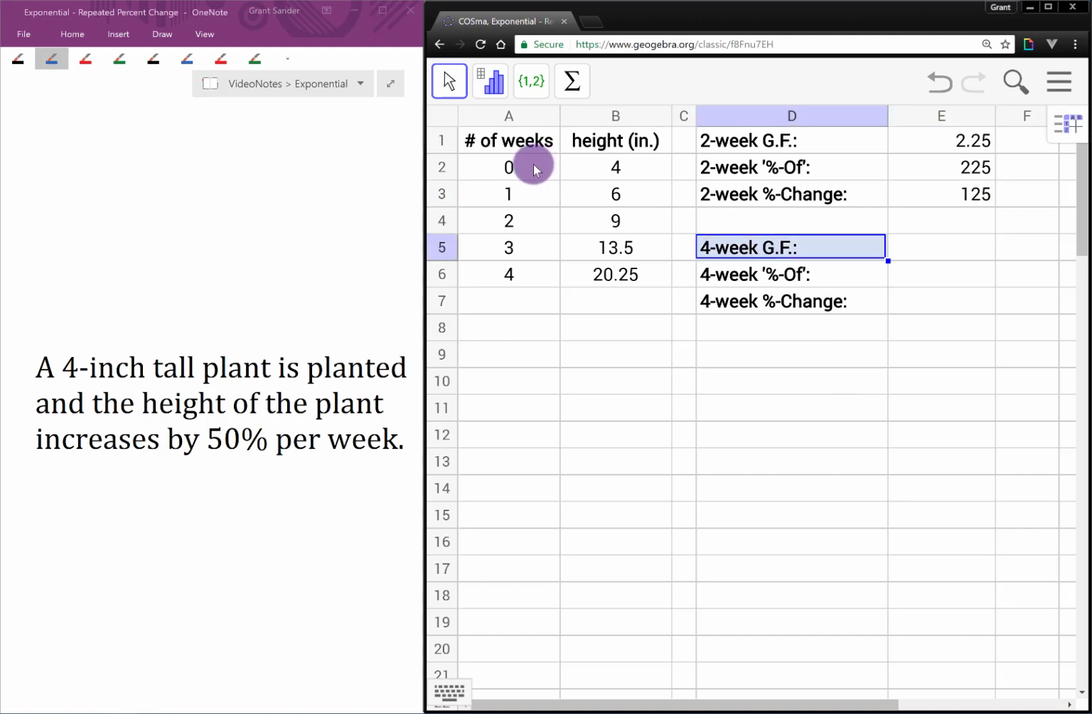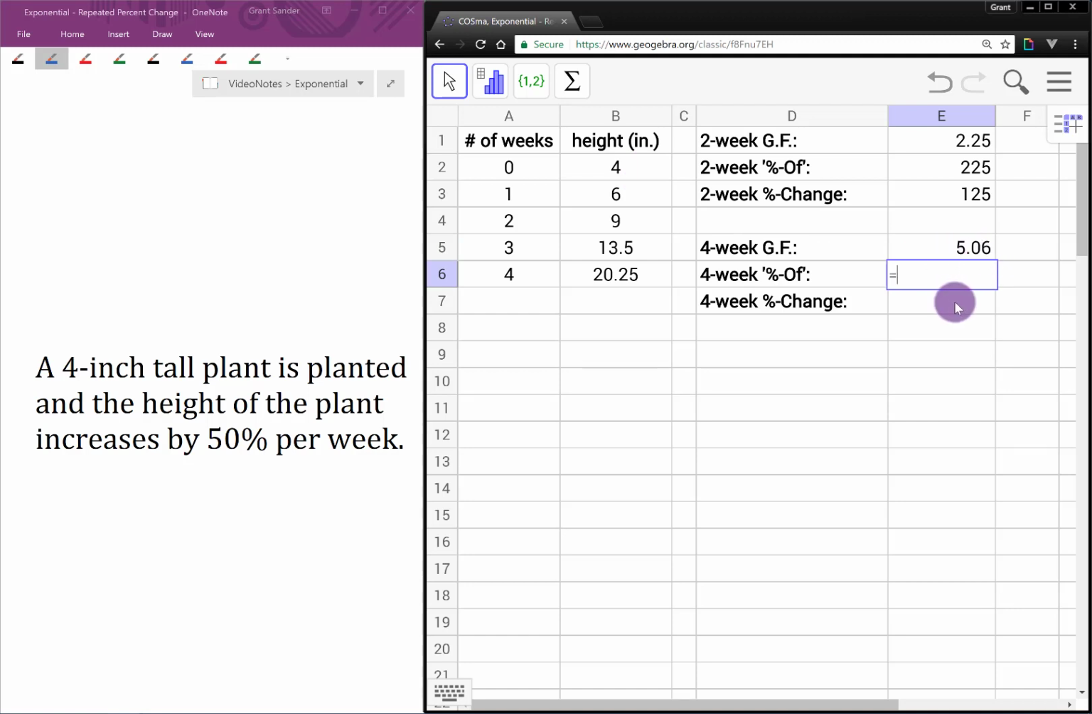We could do a similar thing for the 4 week growth factor. So if the number of weeks increases from 0 to 4, then the height varies from 4 to 20.25, and that 4 week growth factor is equal to the height at the end of that 4 week interval divided by the height at the beginning of the 4 week interval, which is about 5.06.